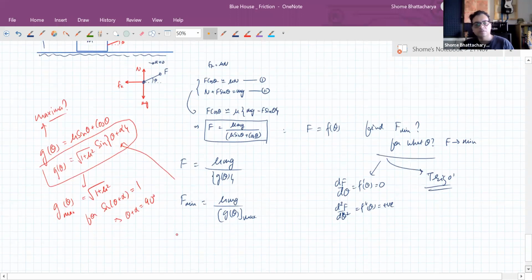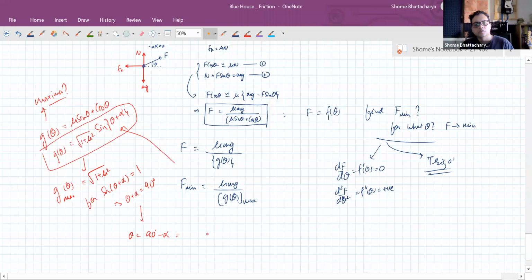And what is alpha? It is tan inverse of this by this, 1 by mu. So theta should be 90 minus tan inverse 1 by mu.